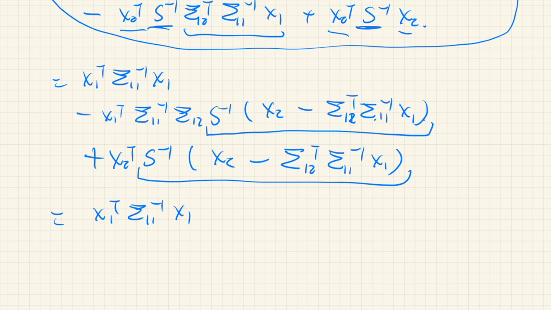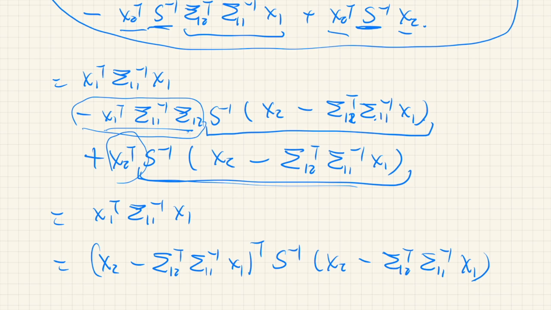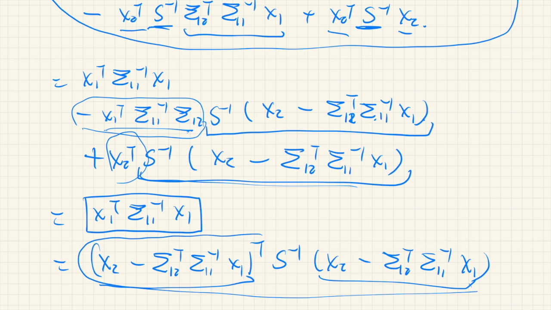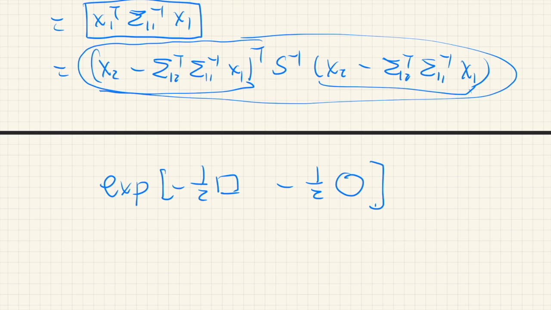If we factorize this, we have x2 transpose minus this thing. That would be x2 minus, if we transpose everything here, sigma 1 2 transpose, sigma 1 1 inverse. By the way, sigma 1 1 is symmetric, so it transposes to itself. And x1, everything transposed, and this factor S inverse, times x2 minus sigma 1 2 transpose sigma 1 1 inverse x1. So we have the same vector here and here. Let's put this as a square and this as a circle. So we have the exponential of negative 1 over 2 square and negative 1 over 2 circle. Now, this matrix is S inverse.